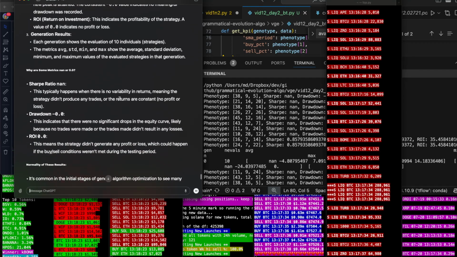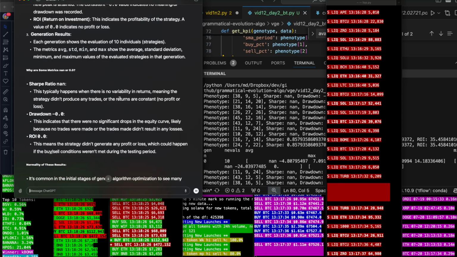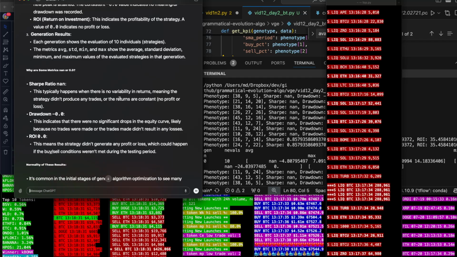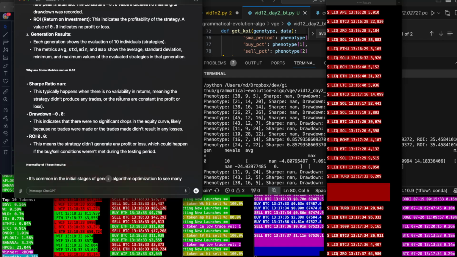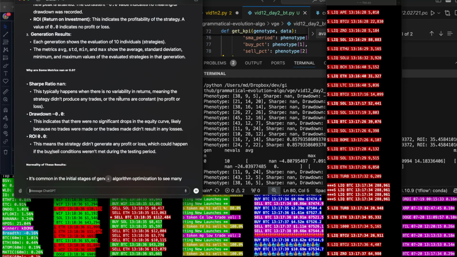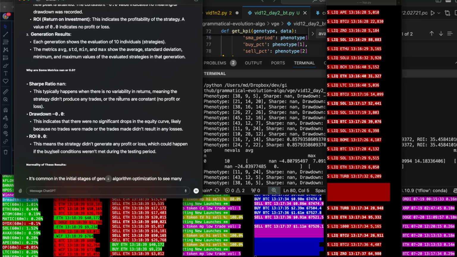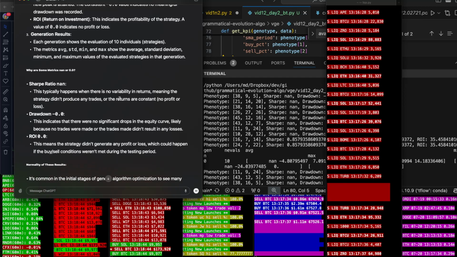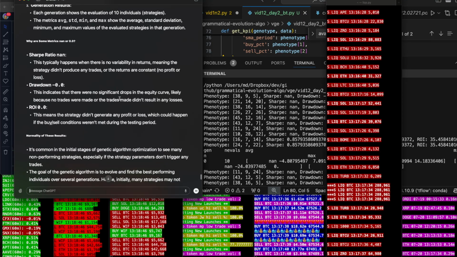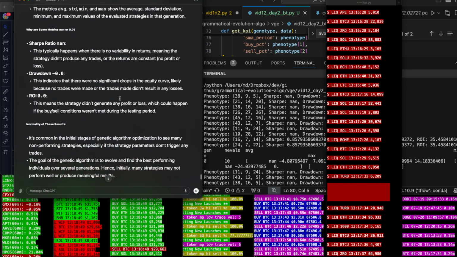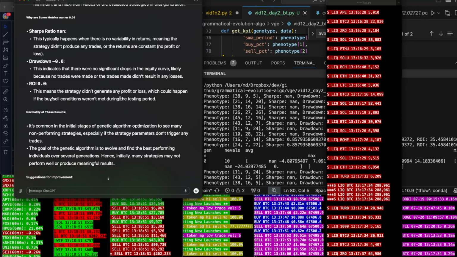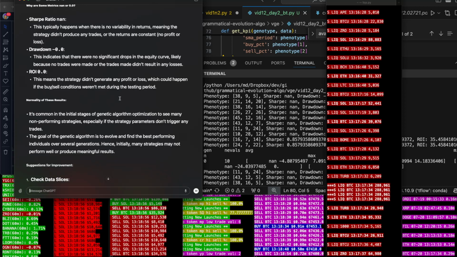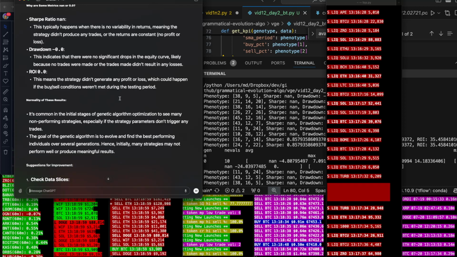Generation results: each generation shows the evaluation of 10 individual strategies. The metrics average, standard deviation, min and max show the average, standard deviation, minimum, and maximum values of the evaluated strategies in that generation. The Sharpe ratio of NaN typically happens when there is no variability in returns, meaning the strategy doesn't produce any trades, or the returns aren't constant. No profit or loss. The drawdown of negative 0.0 indicates that there were no significant drops in the equity curve, likely because no trades were made, or the trades made didn't result in any losses.